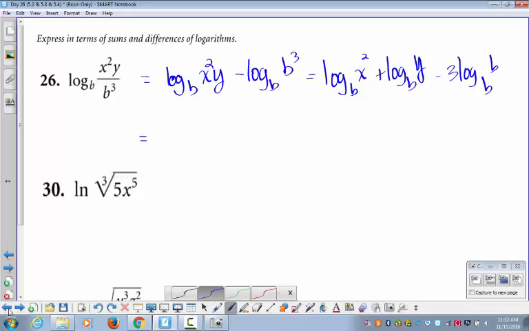Then we're going to simplify this. The power of 2 can jump in front, so we have 2 log base b of x plus log base b of y minus 3. Cancellation property. Look good? You guys do 30. So the basic idea here is that we want to eliminate division, multiplication, and powers on the inside of the log. We want to turn it into a sum and differences of basic logs, multiples of basic logs.